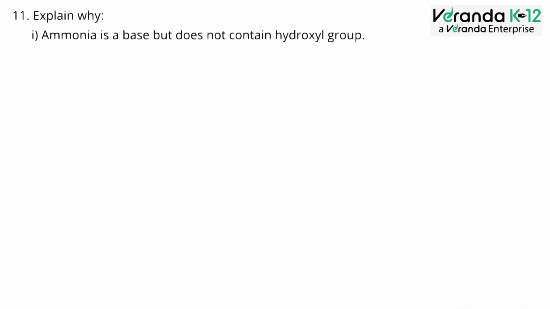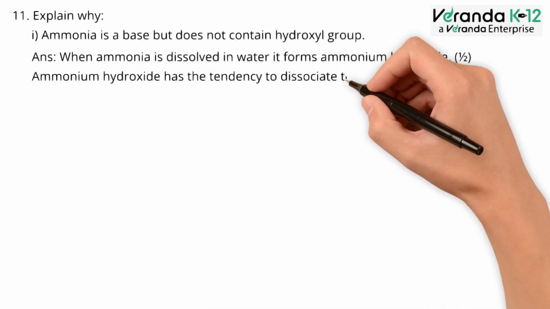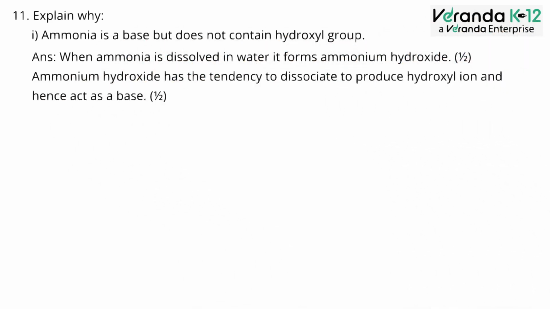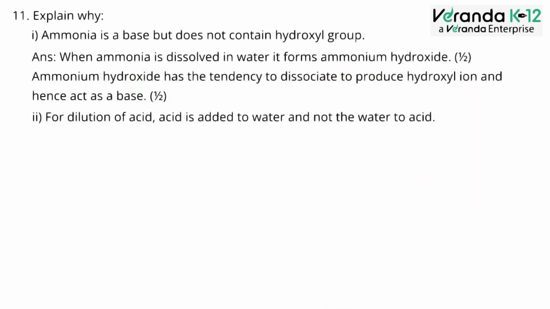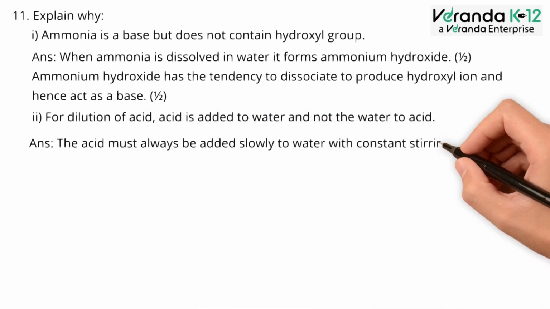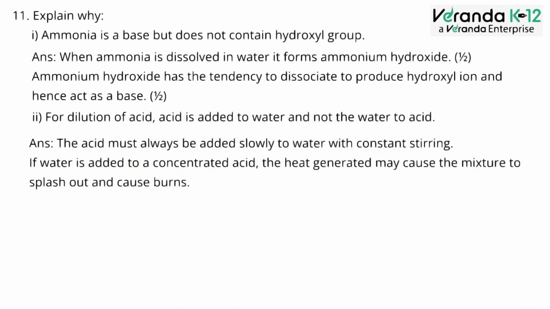Chemistry, question number 11. Explain why. Subdivision 1. Ammonia is a base but does not contain hydroxyl group. Children, here ammonia, according to the formula, is NH3, which does not contain any hydroxyl group. But when this ammonia is dissolved in water, it dissociates to produce hydroxyl ion and ammonium ion. Thus, it acts as a base.